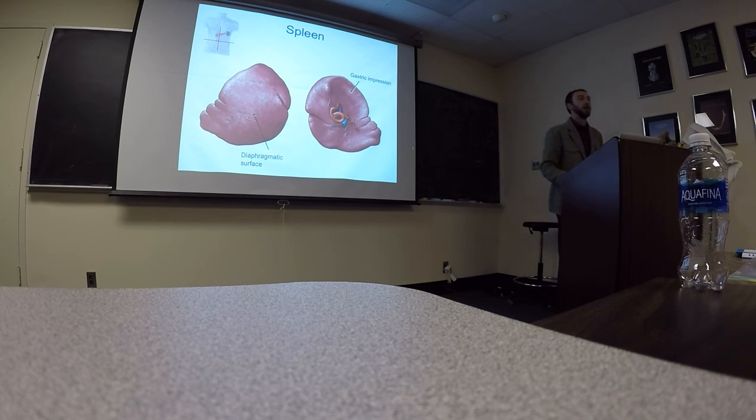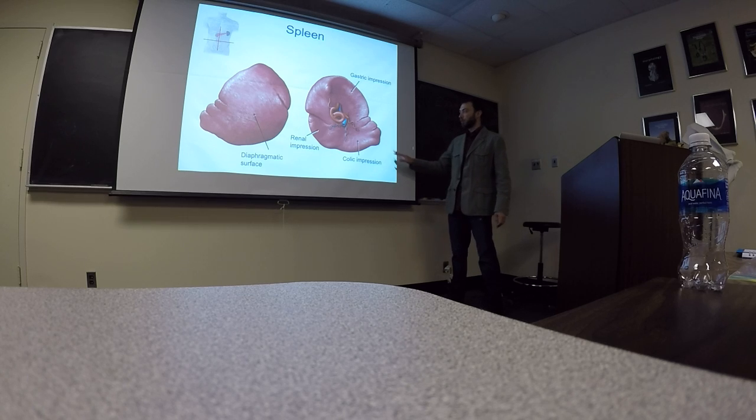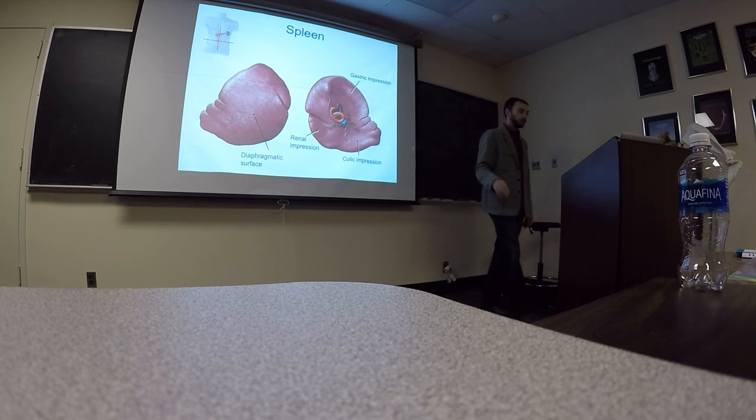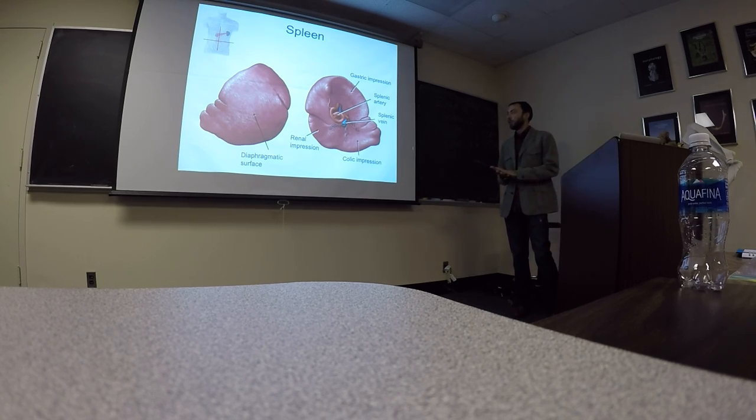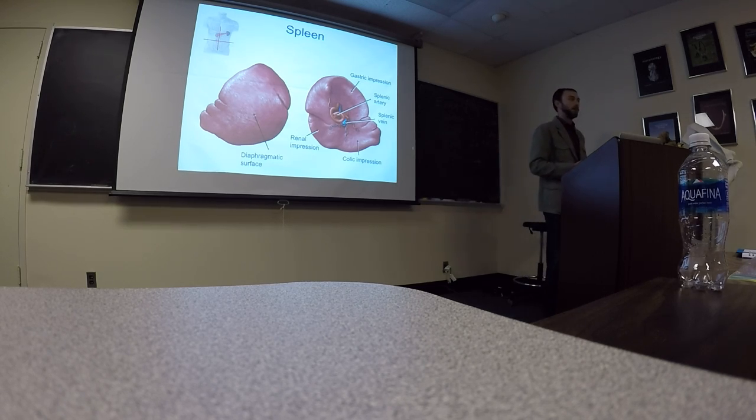So superiorly, it's in contact with the stomach, so we have a gastric impression. Posteriorly, it will be in contact with the left kidney, so we'll have a renal impression. And anteriorly and inferiorly, it'll be in contact with the colon, so we have a colon impression. And as a part of the circulatory system, we have a rich blood supply to the spleen, and the vessels that go to it are very kindly named the splenic artery and splenic vein.